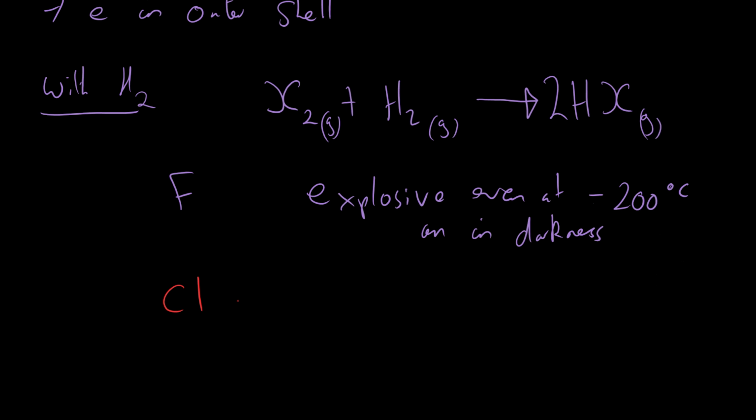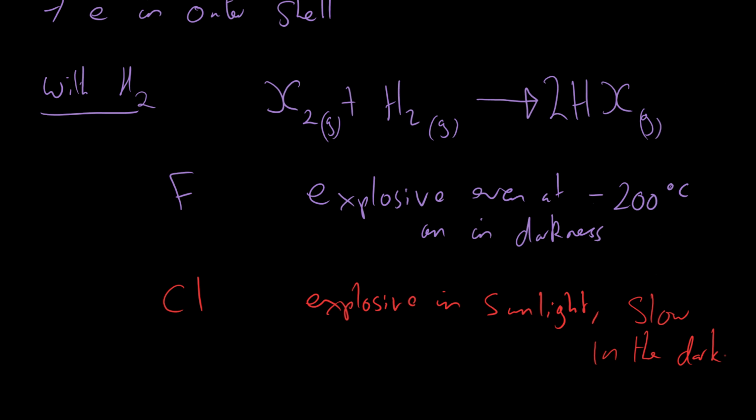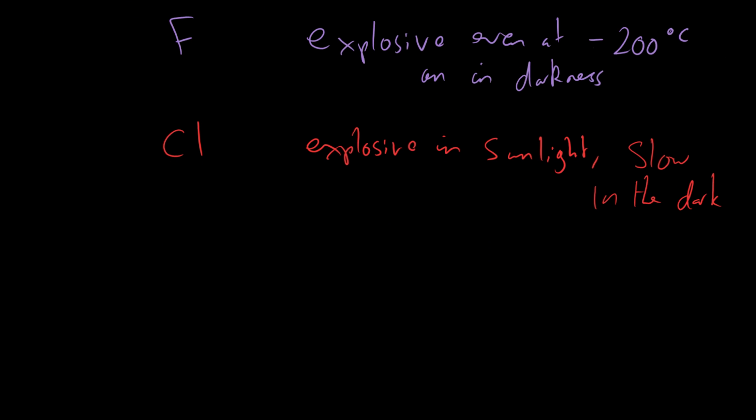Chlorine is the next most reactive, and this reaction is explosive in sunlight. So we're providing light energy in this case. But if we take away that light energy, it is slow. So it's slow in the dark. Explosive in sunlight, but in the darkness it's slower. Now, as we go down, we get even less reactive.